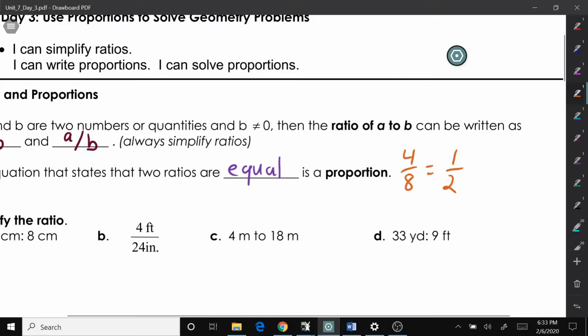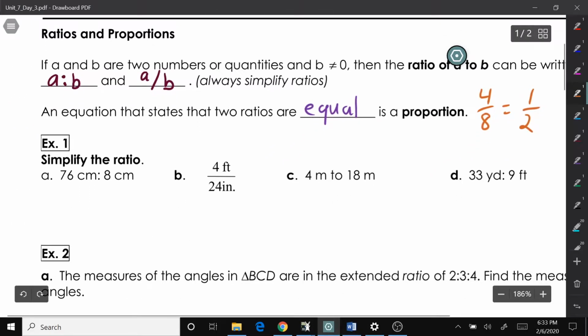So let's start reducing some of these ratios. So we want to reduce them as simple as we can. So we want to say, okay, what's the biggest number you can divide 76 and 8 by? So we're basically reducing fractions. Right, we can divide both of these by 4. 76 divided by 4 is 19. And 8 divided by 4 is 2. So that is a simplified ratio. And you don't need units when you simplify ratios.